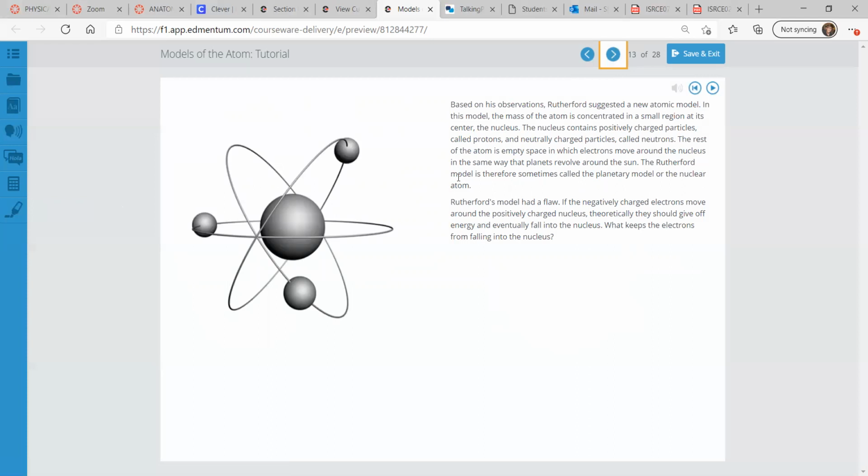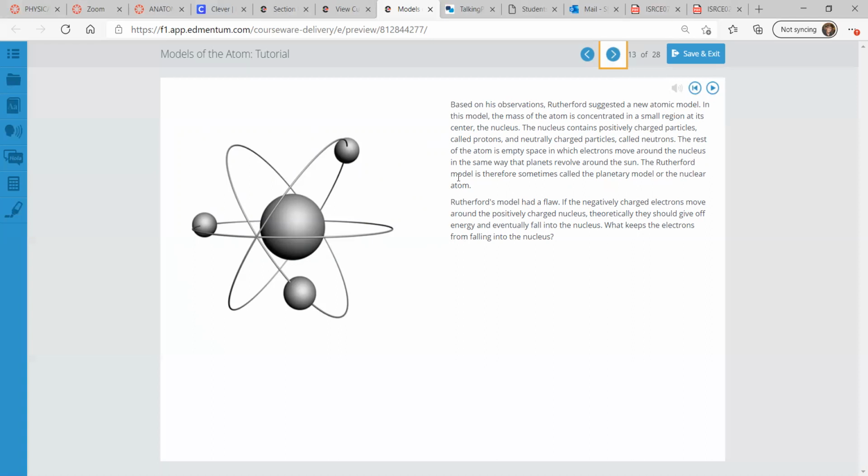So, based on what he saw, Rutherford suggested a new atomic model. And in this one, the mass of the atom is concentrated in a small region at the center, the nucleus, and it contains positively charged particles called protons and neutrally charged particles called neutrons. And the rest of the atom is empty space in which electrons move around the nucleus in the same way that planets revolve around the sun. So that was his model. And for that reason, it's called the planetary model or the nuclear atom.